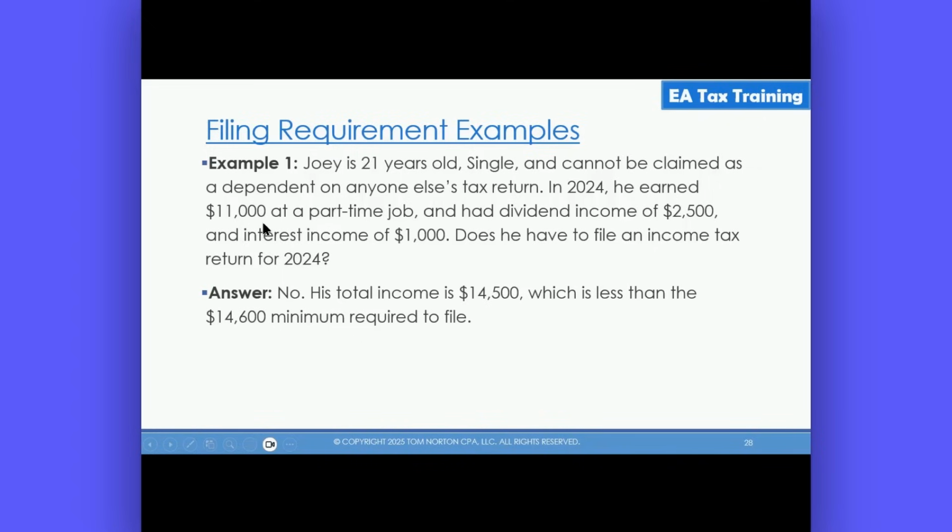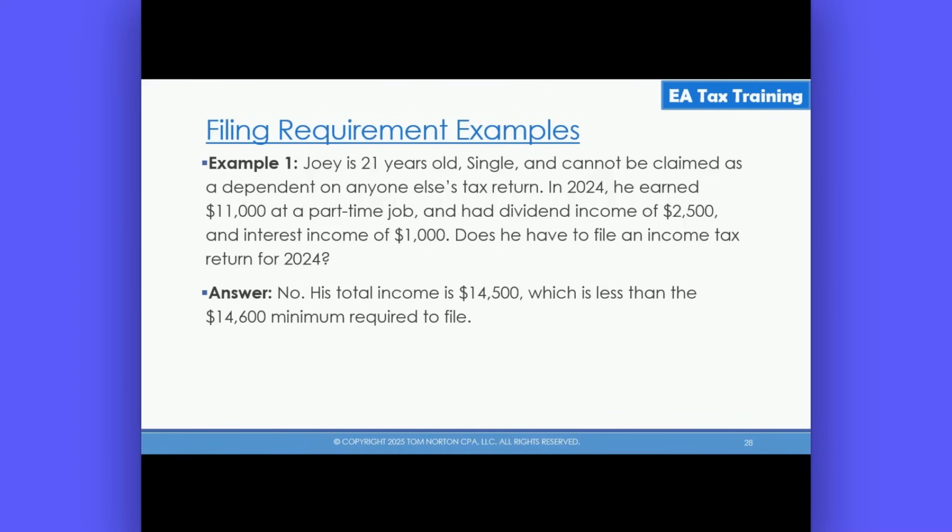They may very well have withheld federal income tax from his pay. If he wants to get that money back, he has to file a tax return. And of course, he's going to want to get that money back because he doesn't owe any income tax because he had less than $14,600. So if they withheld any federal income tax, he wants to get that money back. So therefore, he would want to file a tax return in order to get that refund.